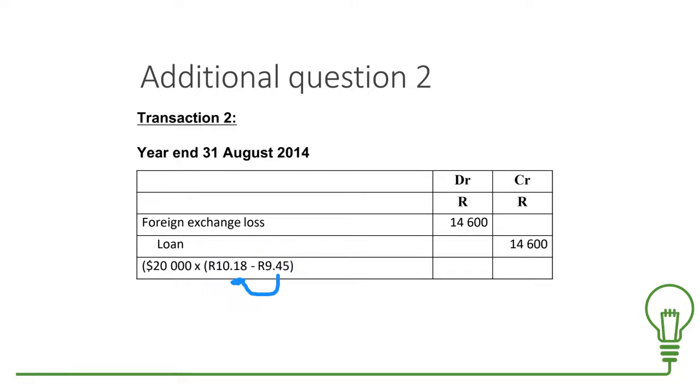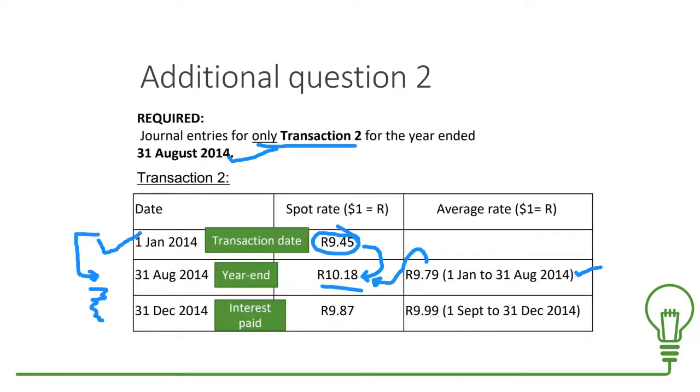So we move it from 9 Rand 45 to 10 Rand 18, and we multiply it by the total value of the loan, and that gives us the fair value. Right. So now another question.